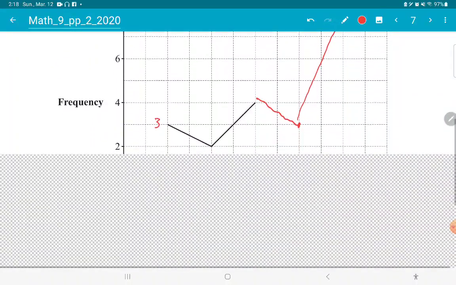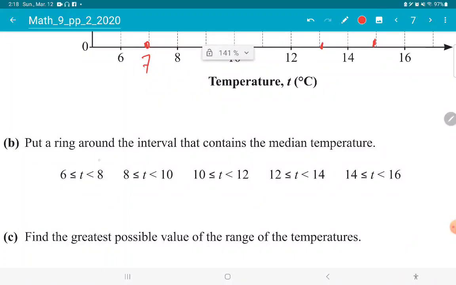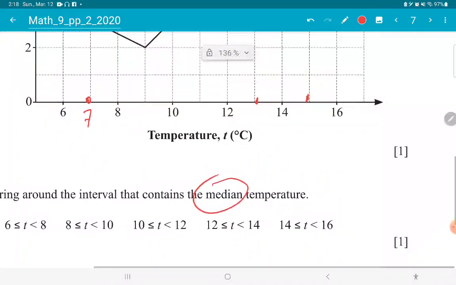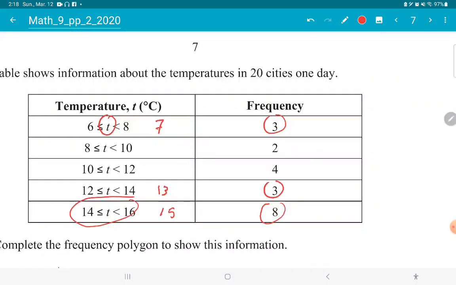That's part A. Part B says put a ring around the interval only containing the median. Medians look like the midpoint, and keep in mind these are classes, not individual. So come back to the table and see how many cities in here. 3, 5, 9. So here 9 cities, and here is 8. So most likely in this interval. The answer should be 12, 14.